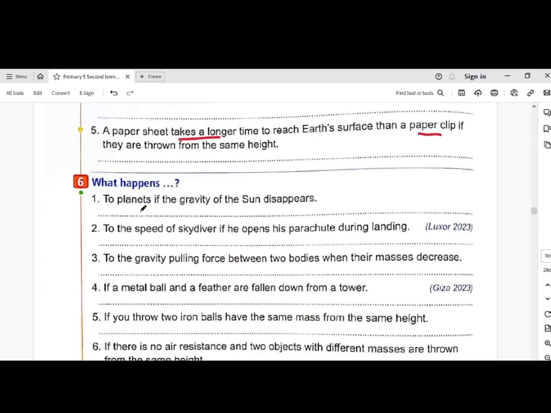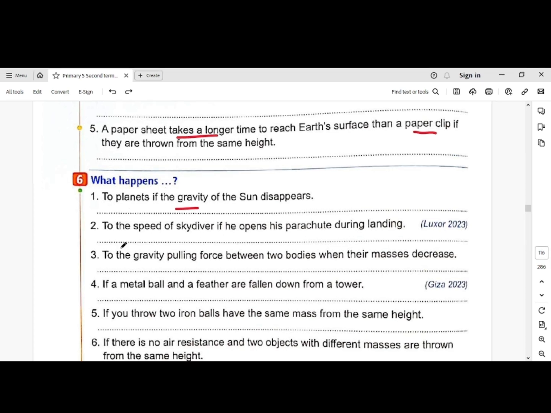What happens to a planet if the gravity of the sun disappears? The planet will float in space. What happens to the speed of a skydiver if he opens his parachute during landing? His speed will decrease. What happens to the gravity pulling force between two bodies when their masses decrease? The gravity pulling force will decrease.